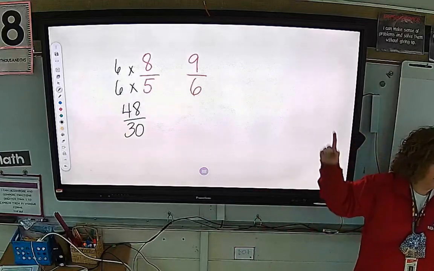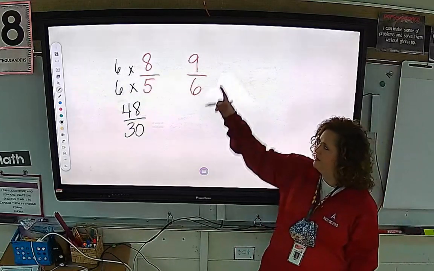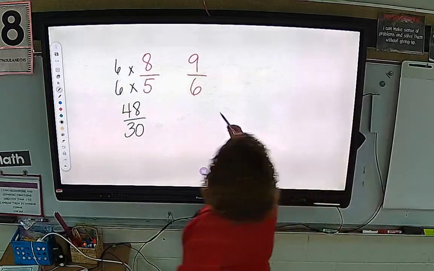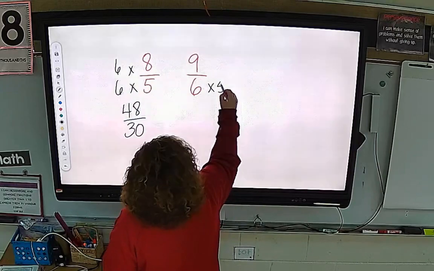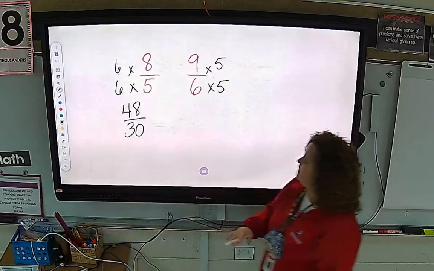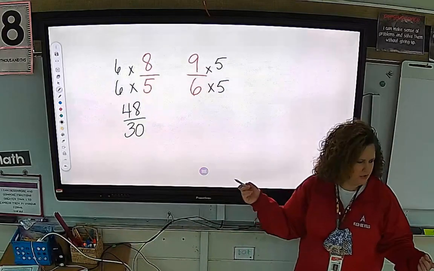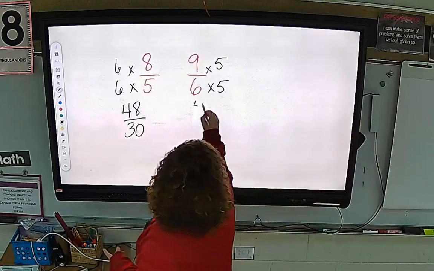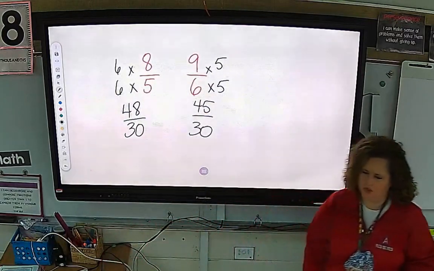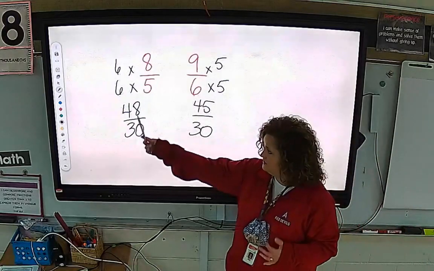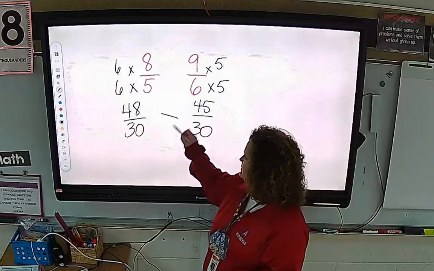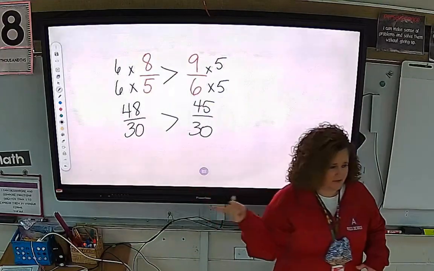What about Ishmael, this side? What do we do to this side? Since the 5 is the denominator here, we're going to multiply both the numerator and denominator by 5. And what's the new fraction you got there? 45 30ths. Okay. So which one, Jayla, which one of these is largest? 48 30ths or 45 30ths? 48 30ths. So that makes 8 fifths larger.